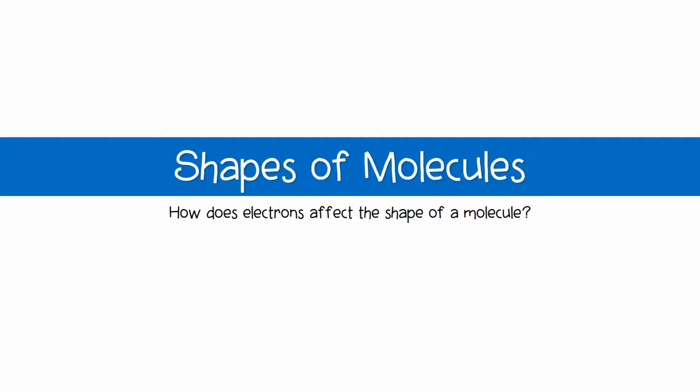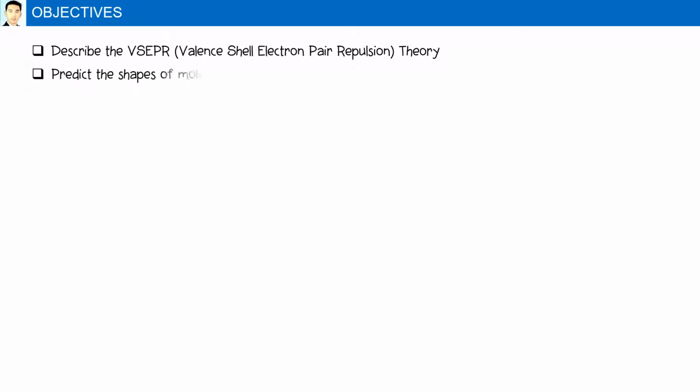Shapes of molecules. How do electrons affect the shape of a molecule? Objectives: describe the VSEPR theory, and predict the shape of molecules using the VSEPR theory.